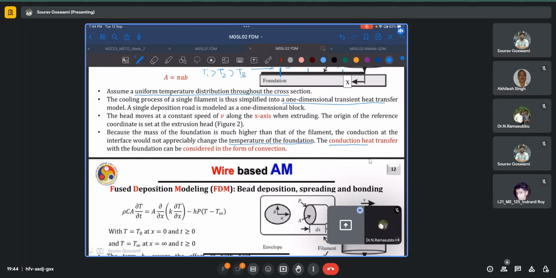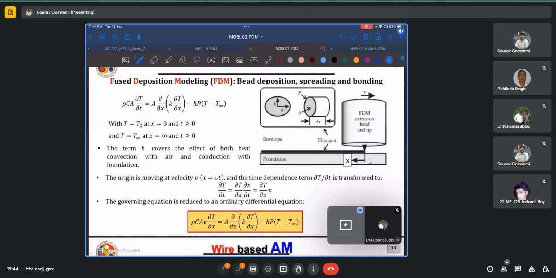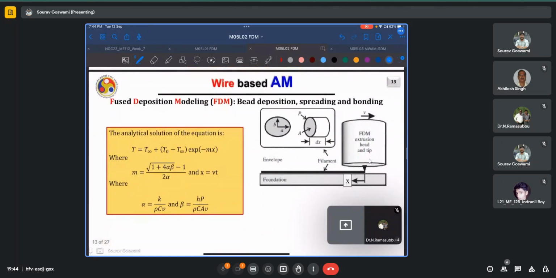This conduction heat transfer can actually be approximated in some form of convection. And with such formulation and the given boundary conditions, it has a closed form solution, which is given right here. And the closed form solution can actually be used to evaluate the temperatures.